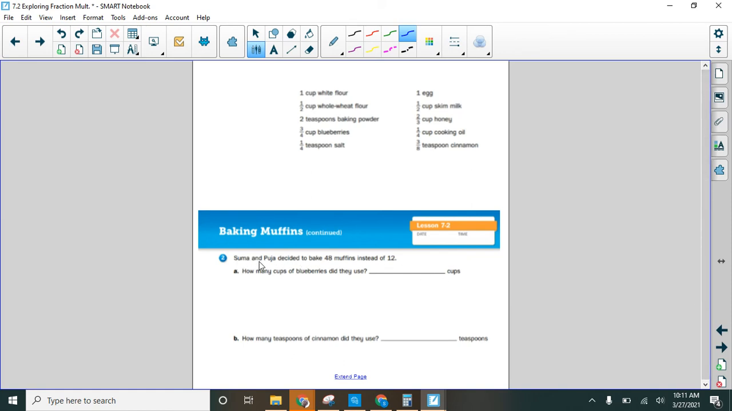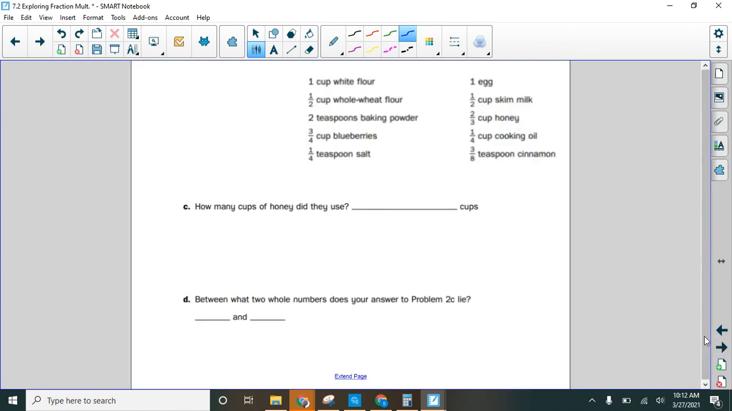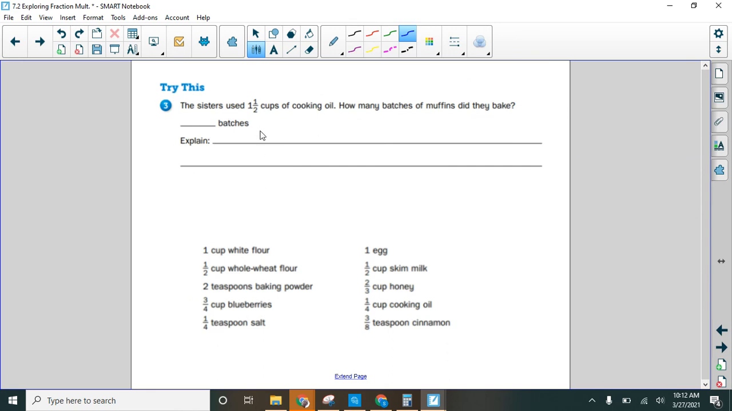Now notice, Suma and Pooja decided to bake 48 muffins instead of 12. So what are you going to be multiplying? On the last ones, we were multiplying all times 3. How would we get from 12 to 48? Yeah, times 4, right? So they're quadrupling this recipe. Okay, so you're going to use the same strategies that we were doing to answer number 2, which has 4 parts there. And yes, try that out, right? This is usually the hardest problem on the page, but you definitely have to try it. Stretch your brain a little bit.